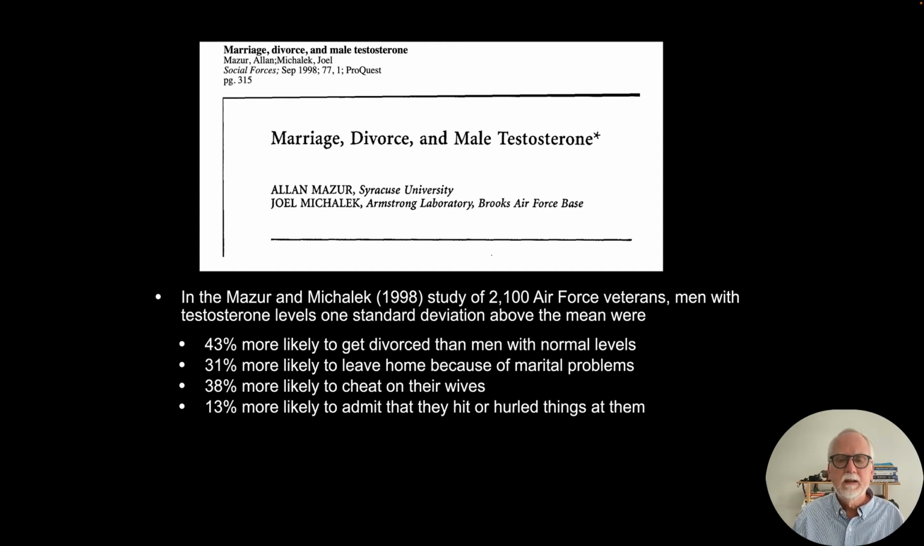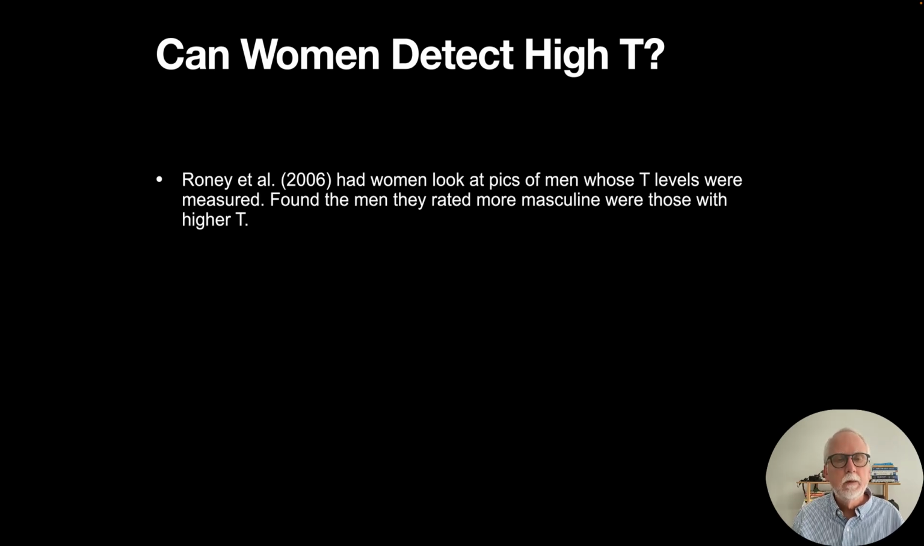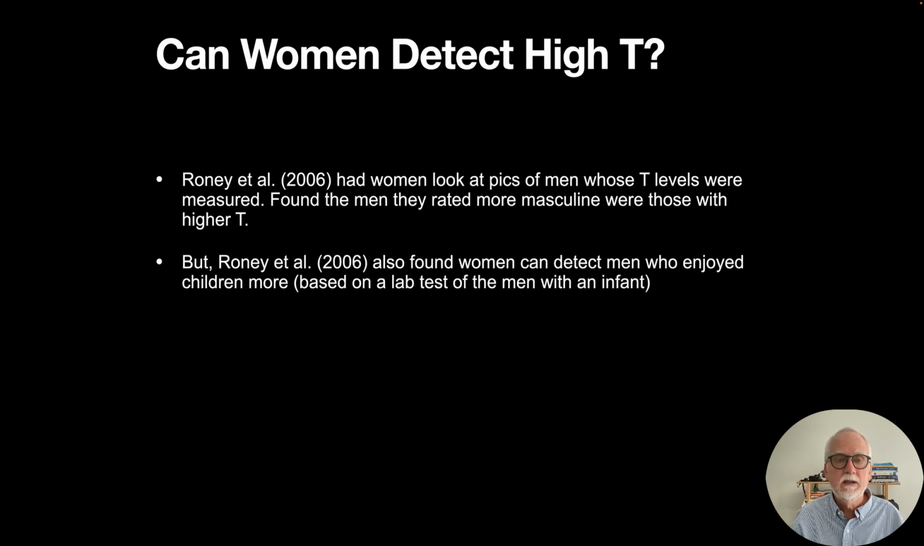Now, a question that could be relevant to all this is, can women actually detect faces with high testosterone? Are they able to look at a face, make a judgment about it, and then does that turn out to be a good predictor of what the guy's actual testosterone levels are? Well, Roney et al. in 2006 had women look at pictures of men whose testosterone levels had been measured. And they found that the men they rated more masculine were actually those with higher testosterone. So the women would look at these faces and say, those guys look more masculine, those guys don't look so masculine, and the ones that looked more masculine were the ones with higher testosterone.